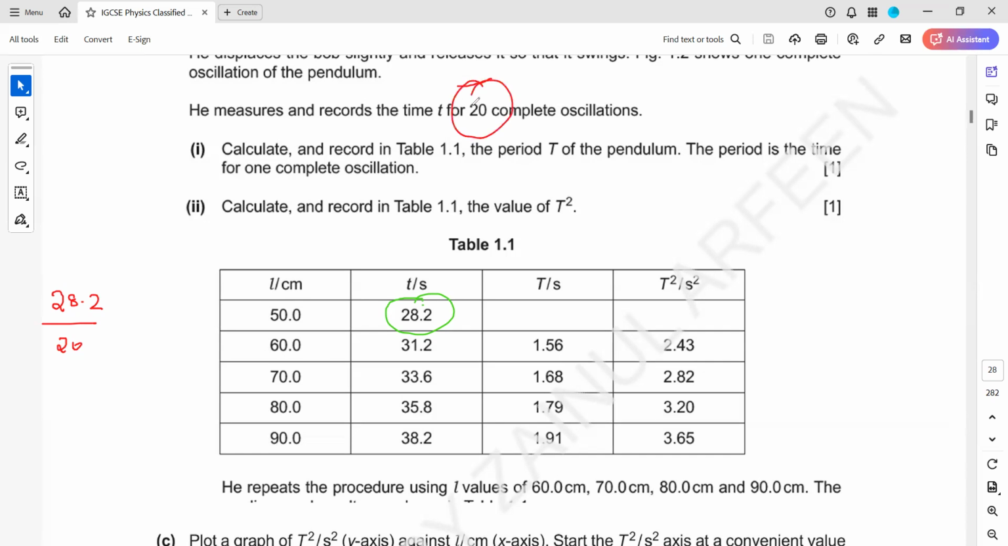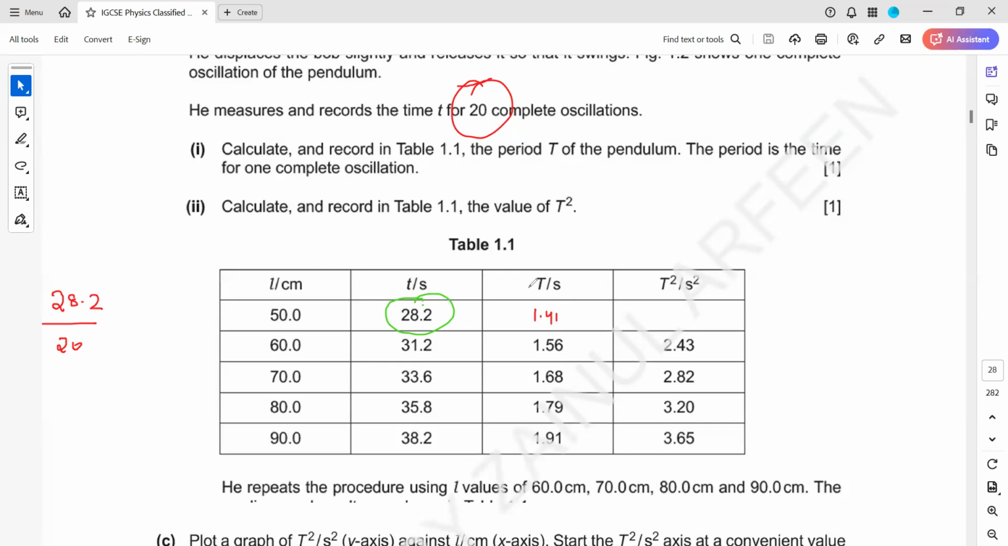In some questions they record the time for 15 oscillations. If you want to find the time period in that case, we will divide by 15. If you want to record the time period from 10 oscillations, then we'll divide by 10. So the total time divided by the number of oscillations, we get the period. So 28.2 divided by 20, what's the answer here? 1.41.